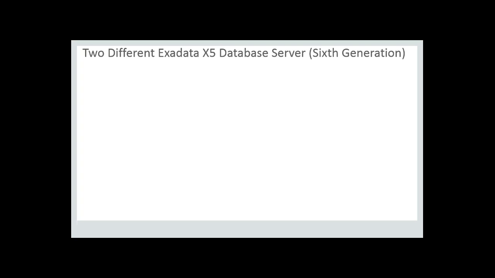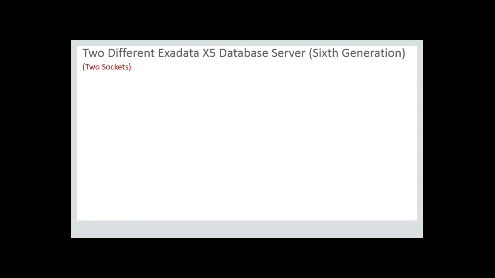So when we say two different Exadata X5, what does it mean? You must have heard people saying X52, X58, X42, X48. These terms you must have heard. That's what we used to say in Oracle: there are two different Exadata X5 machines. So I tried to simplify it so that you all can understand what it means.